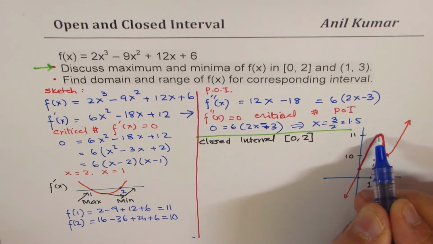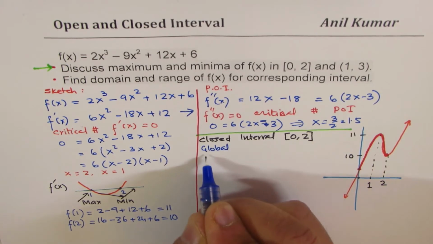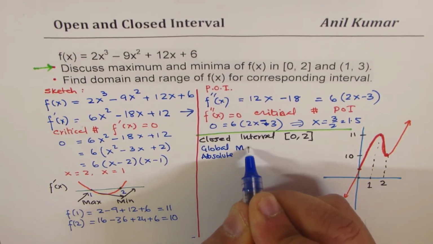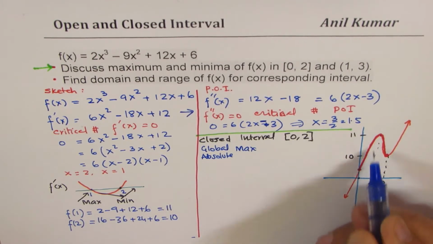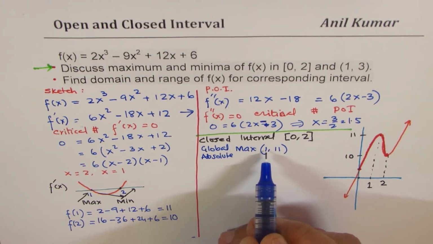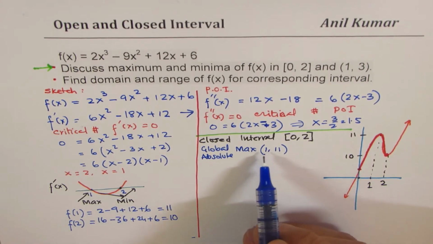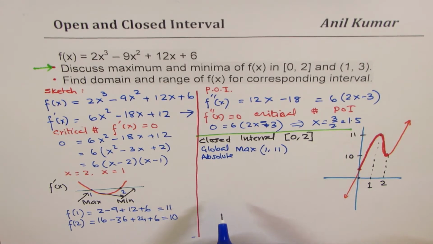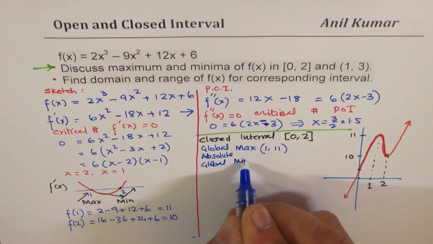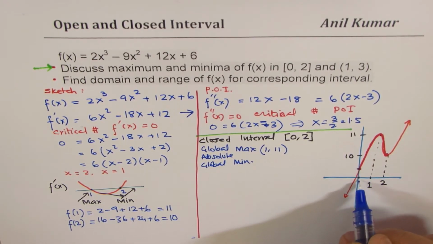We know the maximum seems to be okay, so we say the global maximum or absolute maximum is at 1, 11, right? So at x equals 1, the value is 11. Is it okay? So I'm not writing separately. At 1, the value is 11. How about the global minimum? Now, the global minimum is right there, at 0.